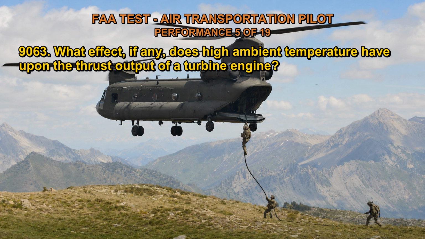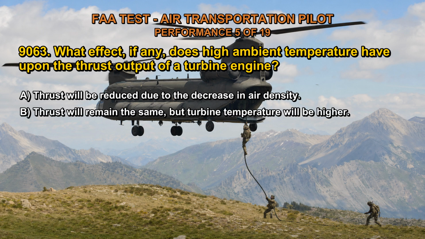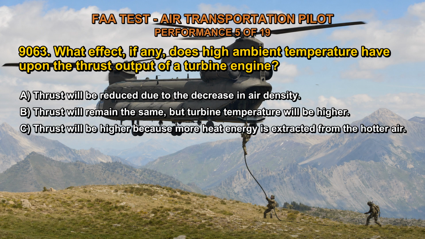9063. What effect, if any, does high ambient temperature have upon the thrust output of a turbine engine? A. Thrust will be reduced due to the decrease in air density. B. Thrust will remain the same, but turbine temperature will be higher. C. Thrust will be higher because more heat energy is extracted from the hotter air.